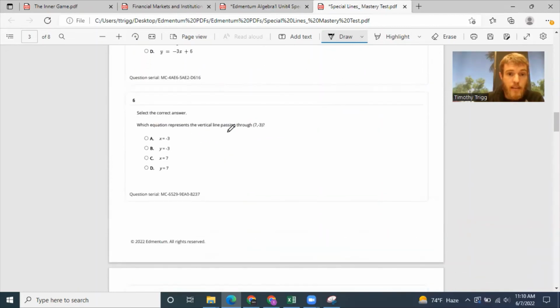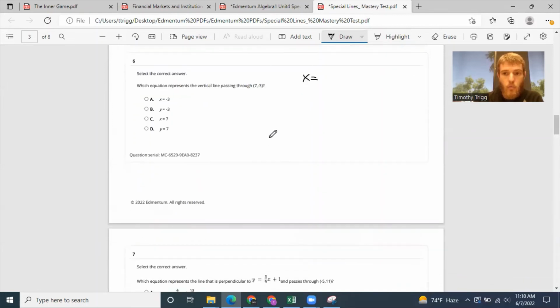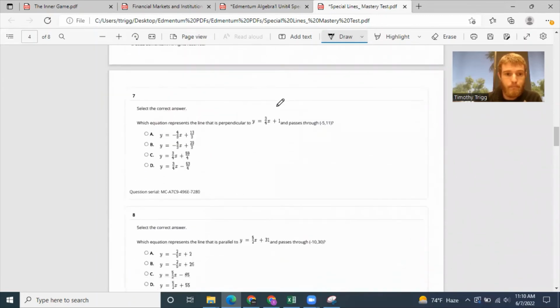Which equation represents a vertical line that passes through (7, -3)? So remember, a vertical line is always in the form x equals. So figure out which equation would be a vertical line going through this point.